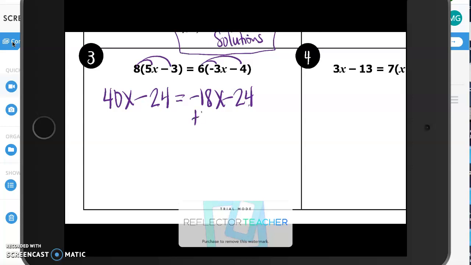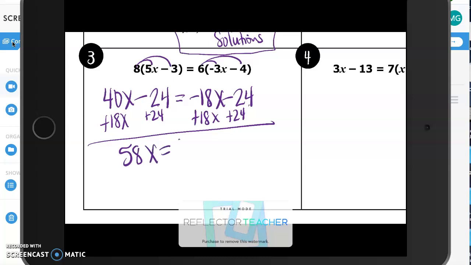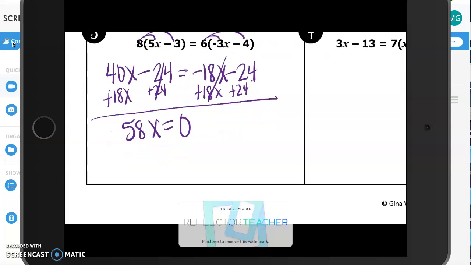This one does get tricky though. So if I add 18x to both sides and add 24 to both sides, I end up with 58x equals 0. Negative 24 plus 24 is 0. So again, a lot of people think this means no solutions because 58 doesn't equal 0. This means 58 times something needs to be 0. So you're asking yourself, what can I plug in for x to make this equation true?